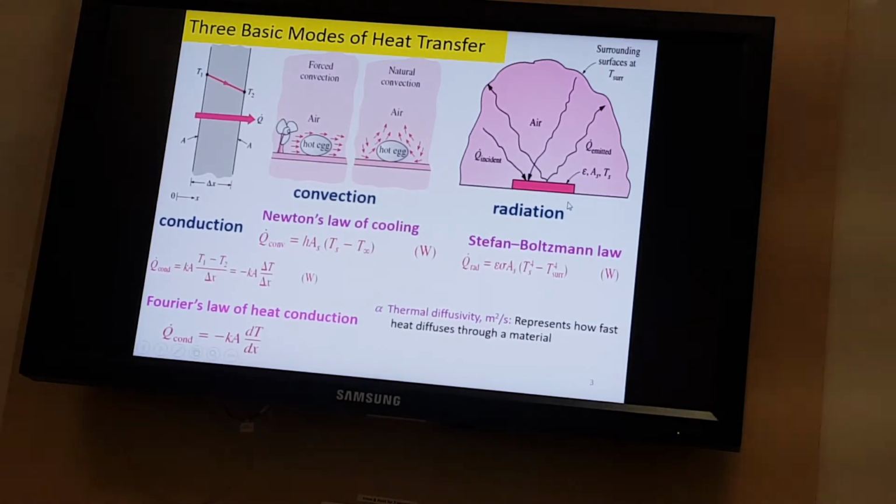Convection is almost the most important topic in this class. Later you will find it occupies about four to five chapters dealing purely with convection.